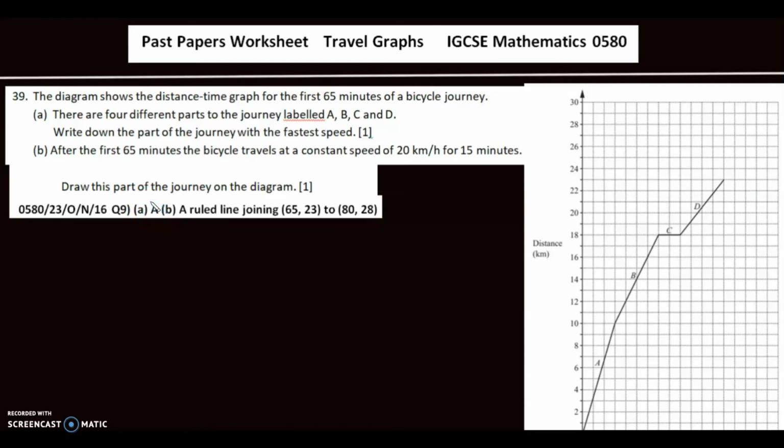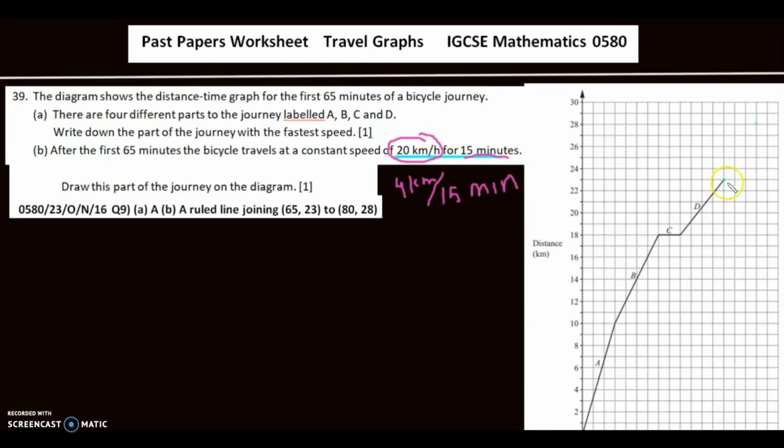Part B. After the first 65 minutes, which is here, the bicycle traveled at a constant speed of 20 kilometers per hour for 15 minutes. Draw this part of the journey on the diagram. 20 kilometers per hour would simply mean how many kilometers in 15 minutes. So in 15 minutes, that would mean 20 kilometers divided by 4. So that would make 4 kilometers in 15 minutes.